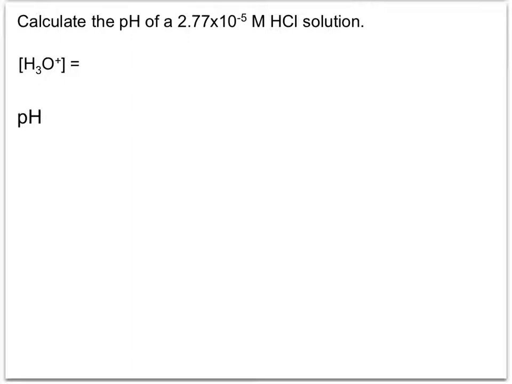This says, calculate the pH of a 2.77 times 10 to the negative 5 molar hydrochloric acid solution. Because this is an acid, this value given is the hydronium ion concentration. So we just need to answer the question with the information given. 2.77 times 10 to the negative 5 molar.